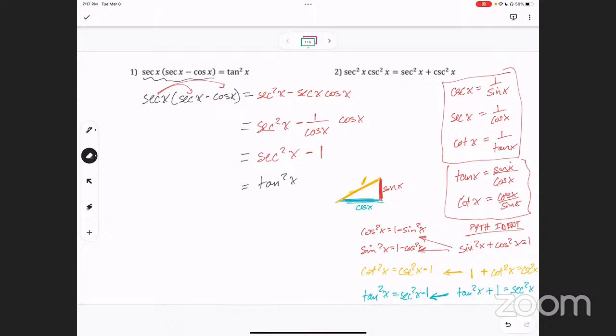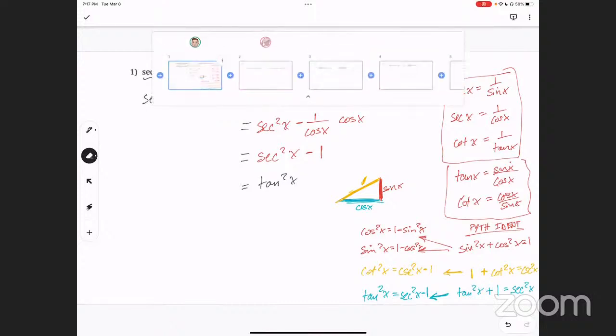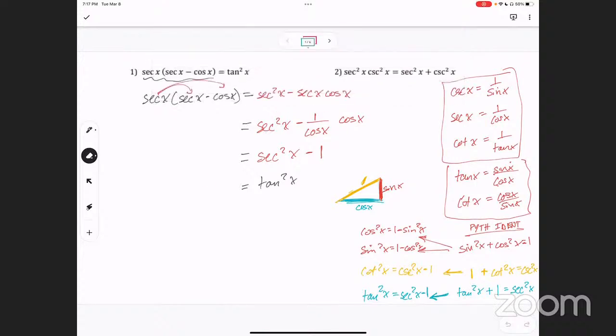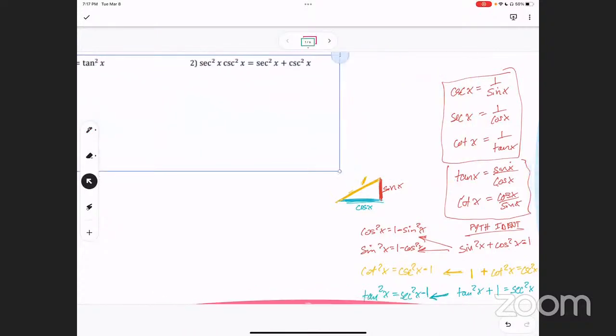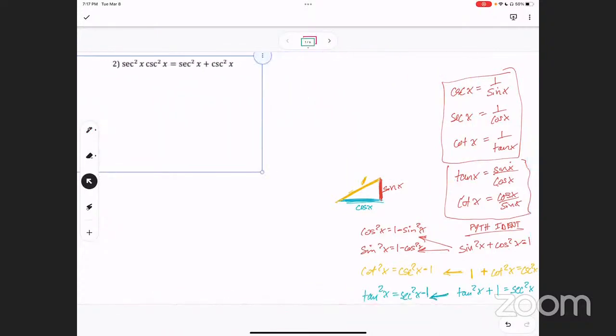Did I do that too quick for you guys? No, I got it. You got it? Okay. So let's do the next one. I'm going to just duplicate this slide so that I've got all this stuff right here. And then I'm going to erase this stuff, and I'm going to move this over. All right, we're going to work on this one now.